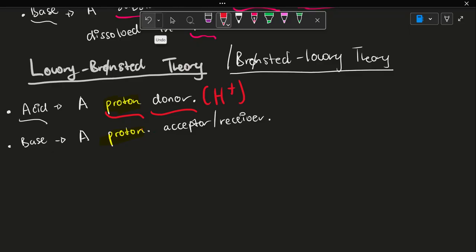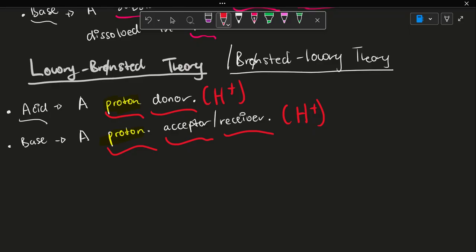As I donate a proton, I'm an acid. I donate a proton. As a base, I am required to accept or receive that proton. So it's a proton acceptor, or some can say a proton receiver, right? So it accepts protons or it receives a proton.